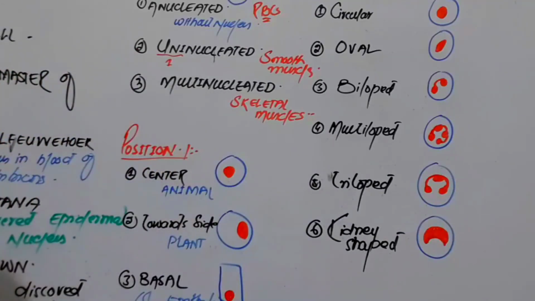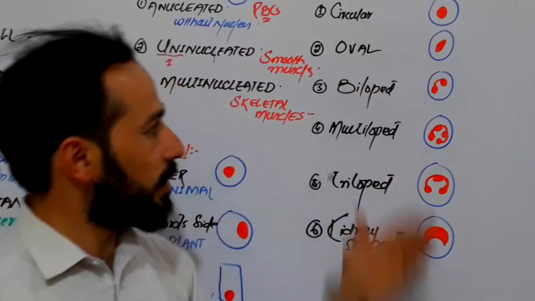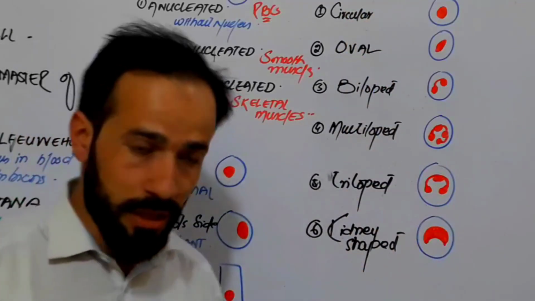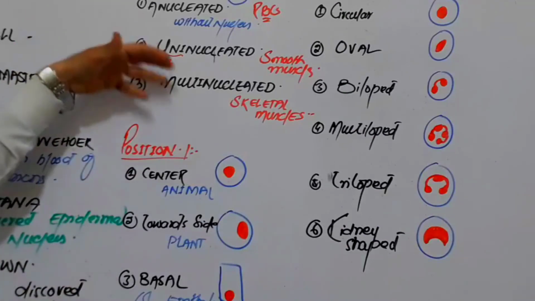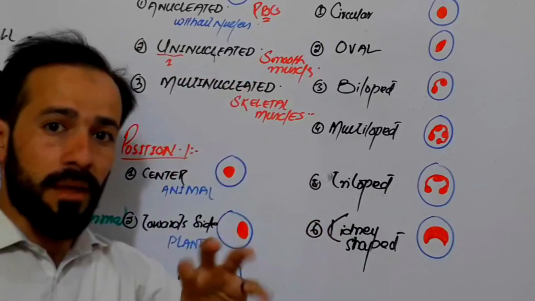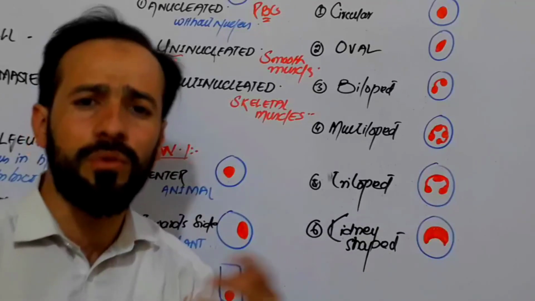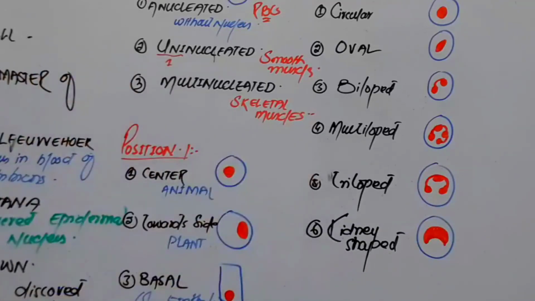So we don't say that nucleus can have only one shape. Nucleus can have many shapes. Nucleus can have many positions, right? And cells can have many nuclei, one nucleus, or no nuclei, right? So these are the shapes of the nucleus.